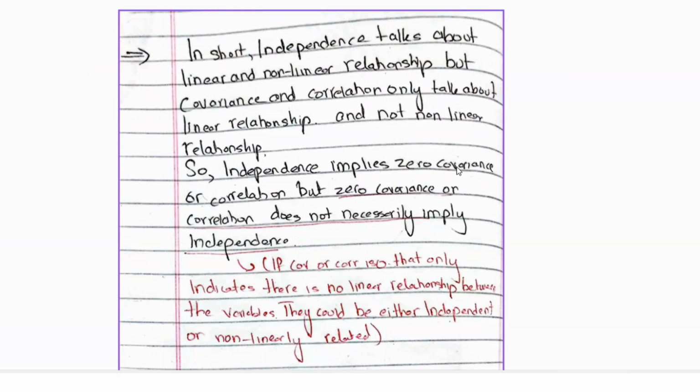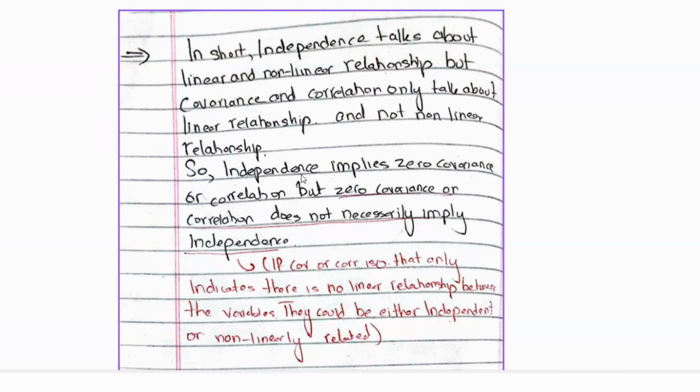So covariance is zero, where covariance measures linear relationship. But zero covariance does not necessarily imply independence, because if covariance is zero, that only means there's no linear relationship between them. Now, there could be a non-linear relationship between them, or they could be independent. That is something that the covariance in itself will not tell us.